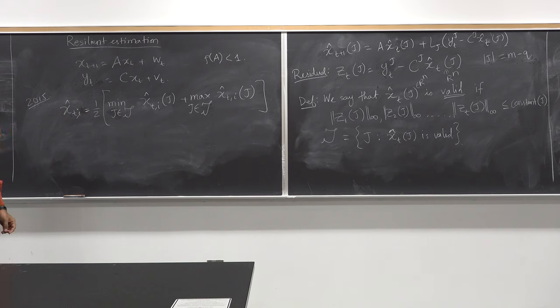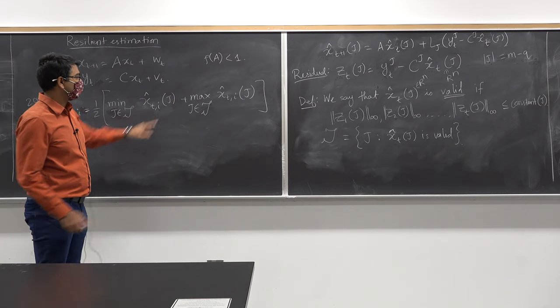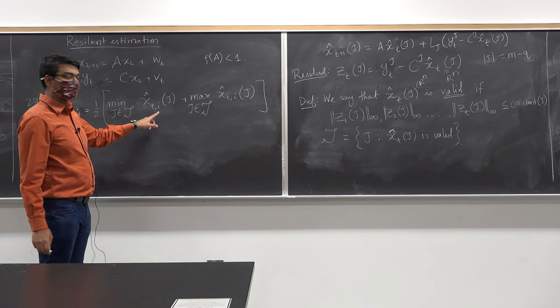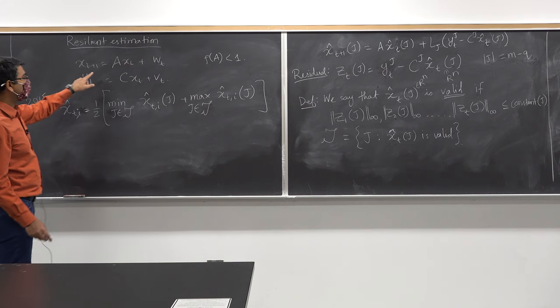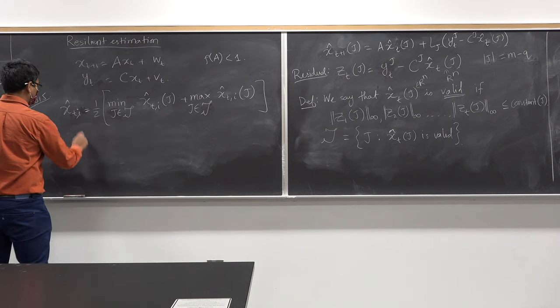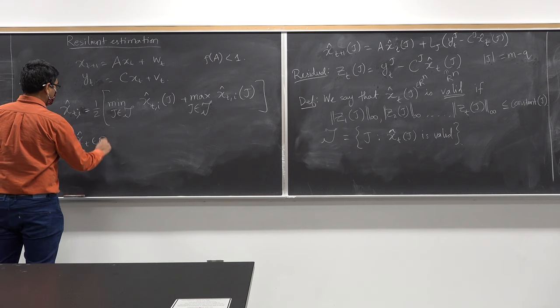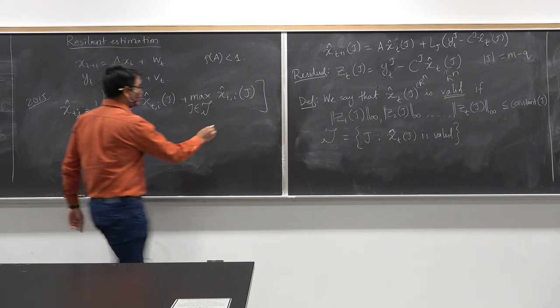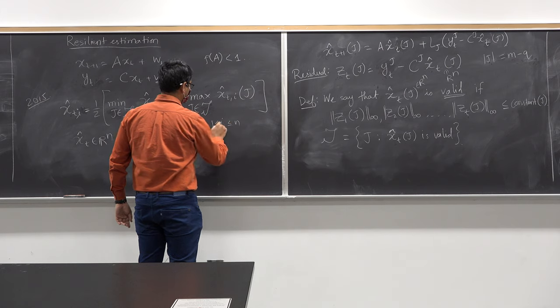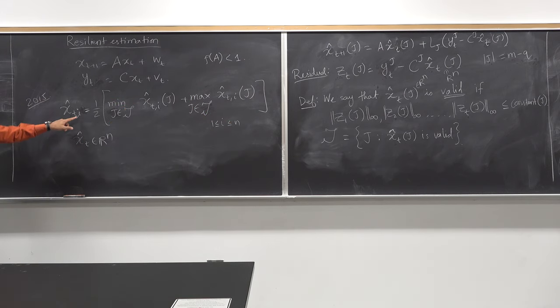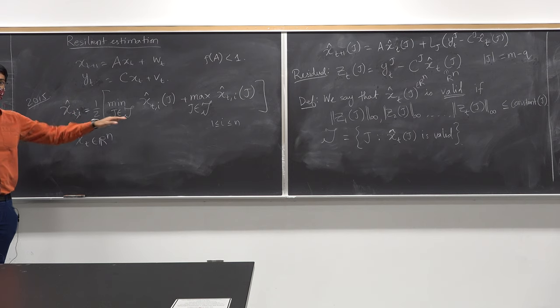So the dimension of x hat t j is still n. Yes, it's still n. And this i ranges from 1 to n. So I'm doing element by element estimation based on all the valid estimates I have.